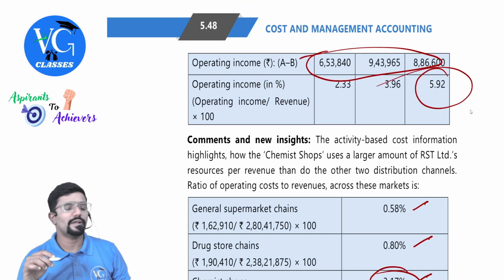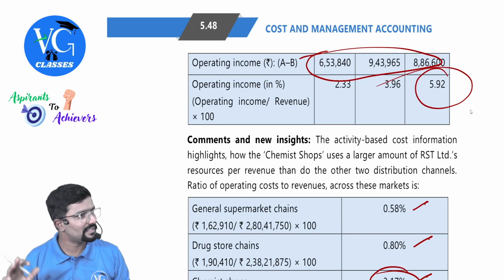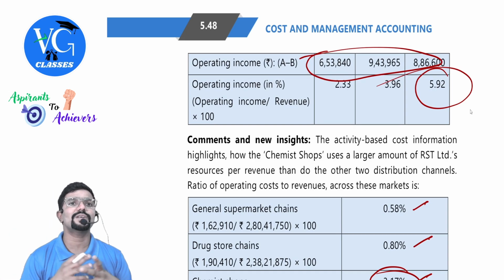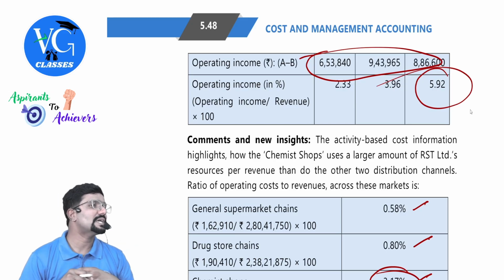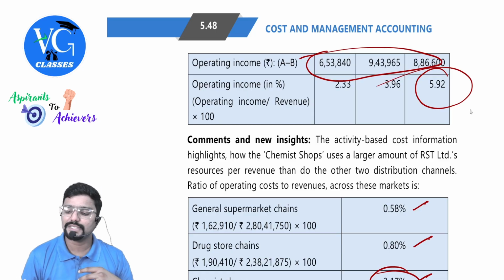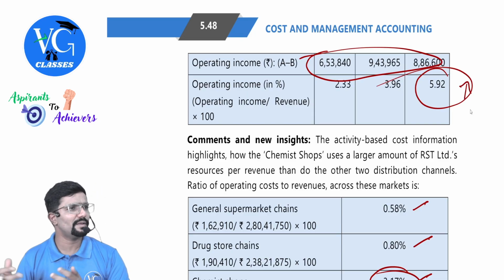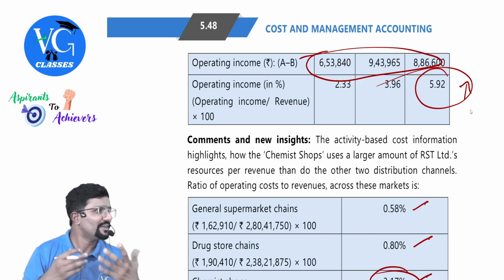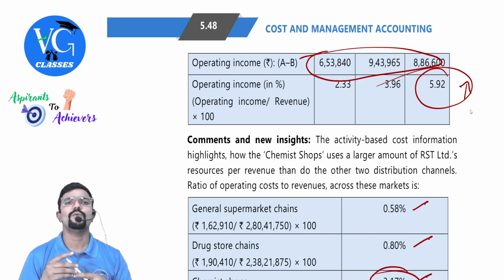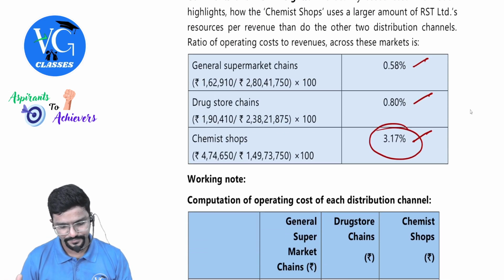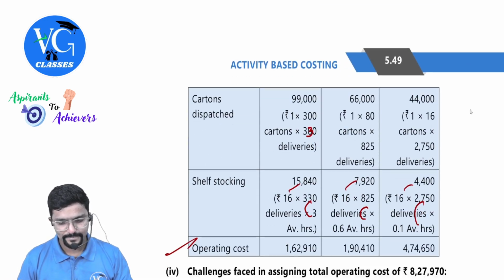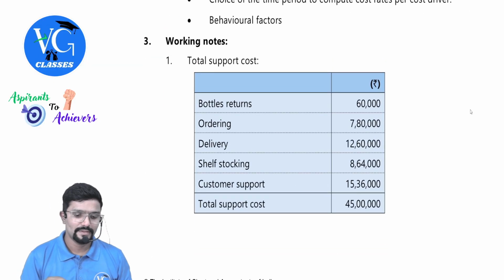The percentage is coming down. If I compare overall, it is the highest only. But we are incurring more overhead cost for chemist shop. If possible, try to control it so that this percentage will increase. Not only for chemist shop, even for other markets. If possible, try to put down the overhead cost so that your operating profit percentage will increase, guys. Yeah, done with this. Come to the third question.